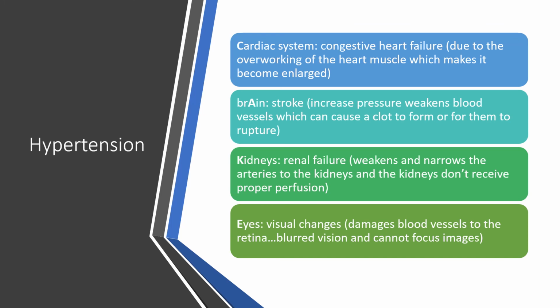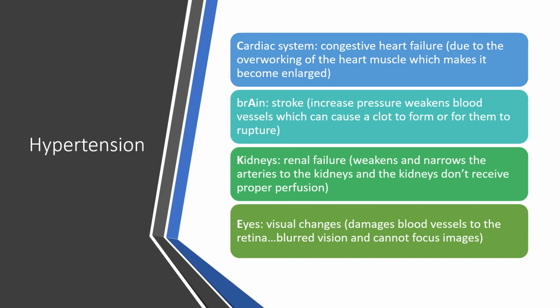Brain: stroke. Increased pressure weakens the blood vessels, which can cause a clot. When you have a clot, there's no oxygen, or they may rupture. Then you have low oxygen. You just have a stroke. So either way, it's a stroke, but clot and then rupture.